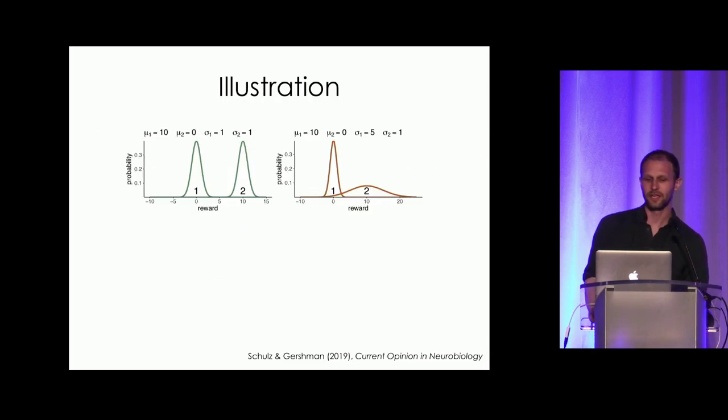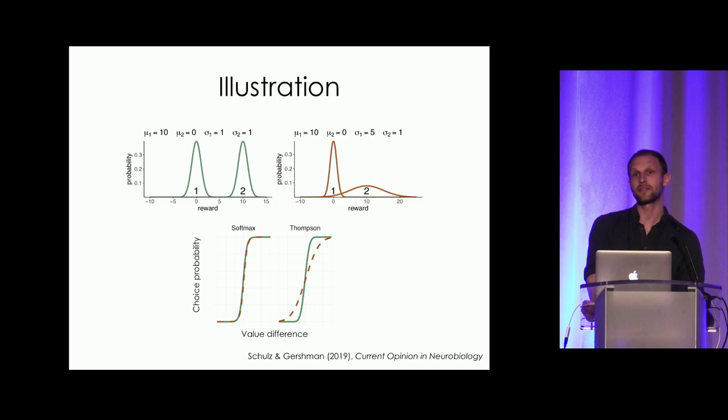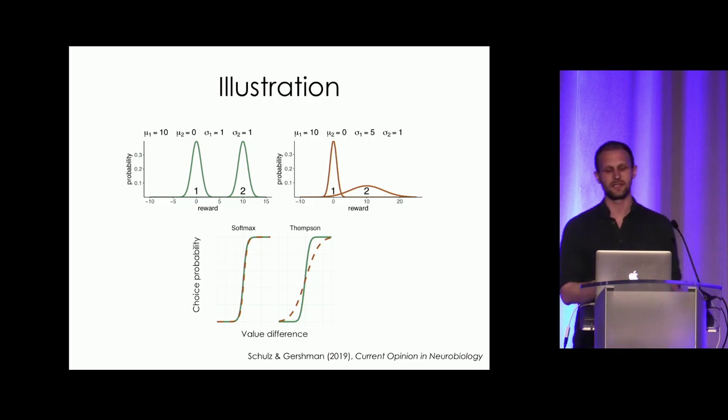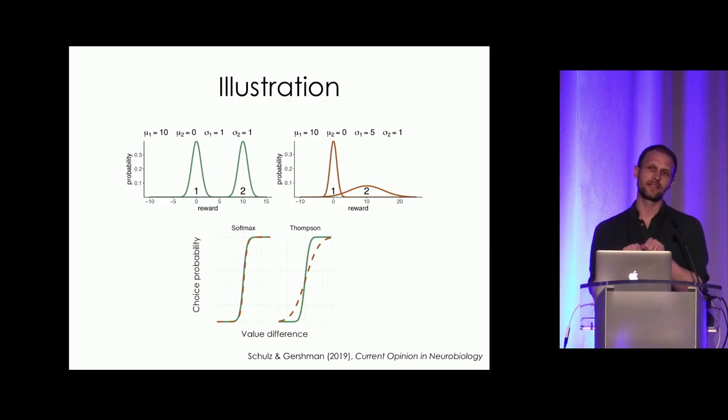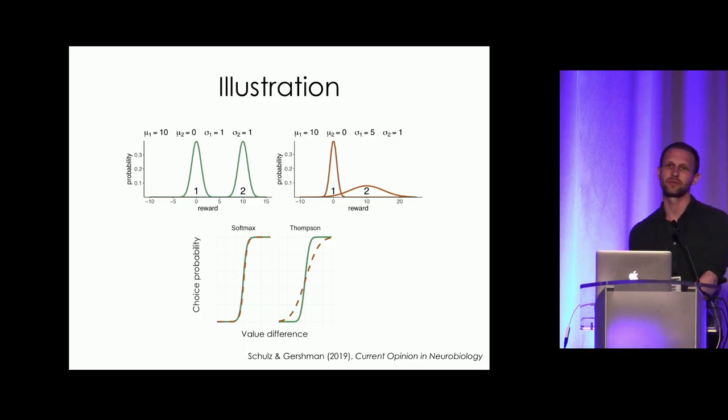Let me illustrate that for you here. So here are two pairs of distributions. In both pairs, the distributions labeled one have the same mean, and the distributions labeled two have the same mean. But between the left and right distributions, the distribution for arm two has a different variance. The softmax policy doesn't care about the variances, right? It only depends on the means. But the Thompson sampling policy depends on the means and on the variances. So in the case of arm two, you're going to have a wider variance, and so for the choice set on the right side, you're going to have a shallower choice probability function.